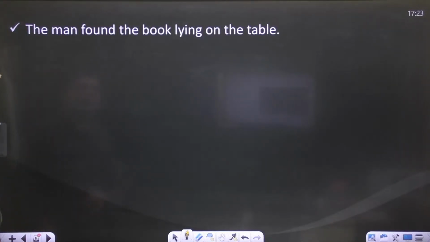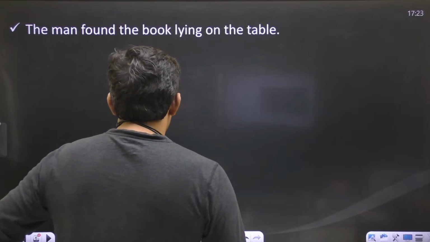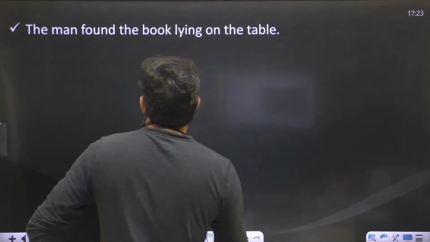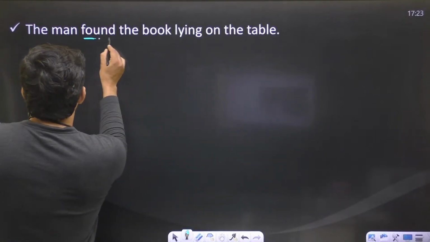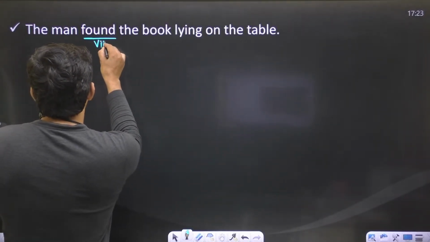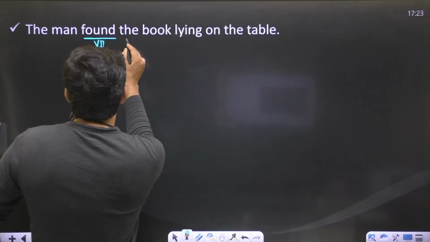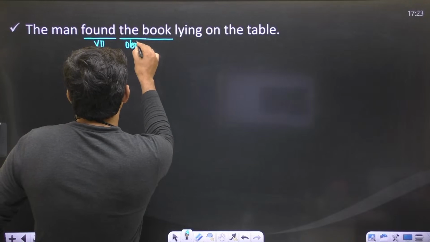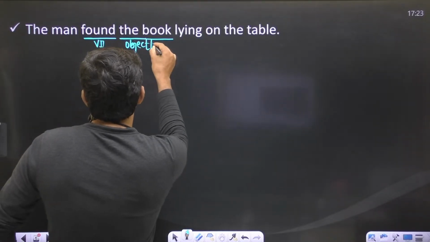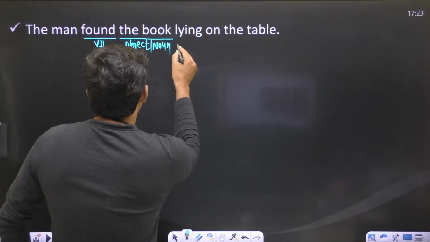So let us move to the next sentence. The man found the book lying on the table. Here in this sentence, as we know, the word found is a verb, second form of the verb. What did the man find? The reply of what is book. So this word book is object, this is noun.